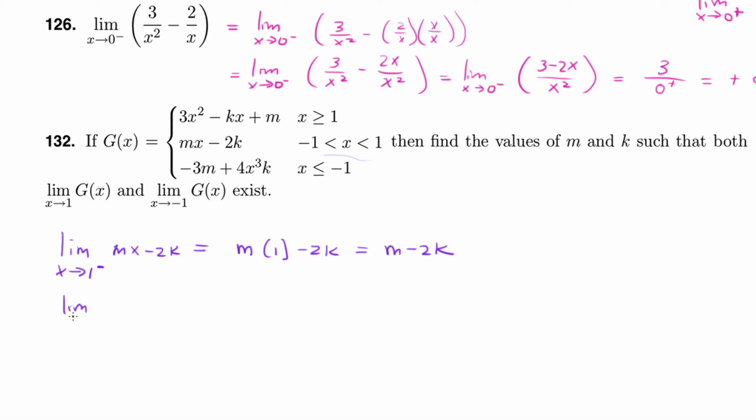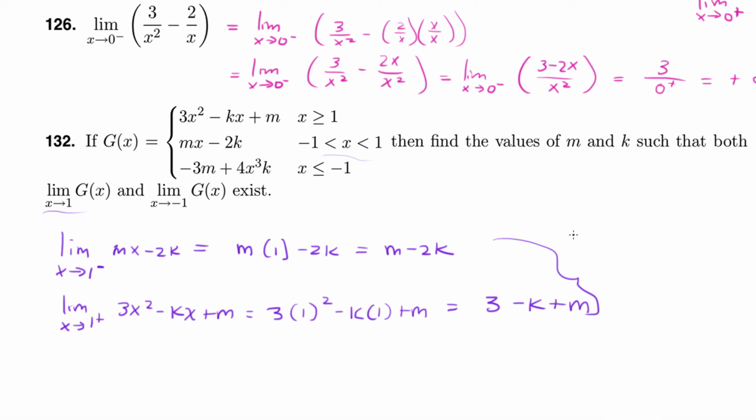And then the limit when x approaches 1 from the right, okay? If it's 1 from the right, we're choosing this one. So 3x squared minus kx plus m. We plug in 1 for x only, so 3 times 1 squared minus k times 1 plus m gives you 3 minus k plus m. Now, in order for this limit to exist, these two have to be equal. So m minus 2k has to be equal to 3 minus k plus m.